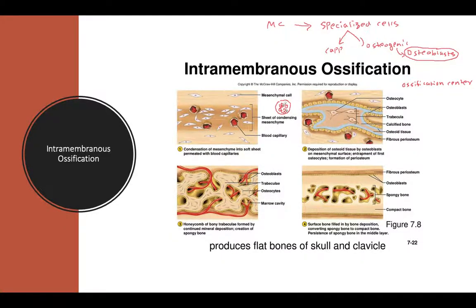Now these osteoblasts are going to secrete osteoid. What is osteoid? I already mentioned osteoid is an unmineralized bone matrix. That means there is no calcification, or this is more like a soft, uncalcified version. So these osteoblasts are going to secrete osteoid.